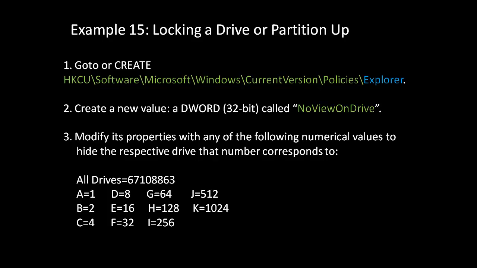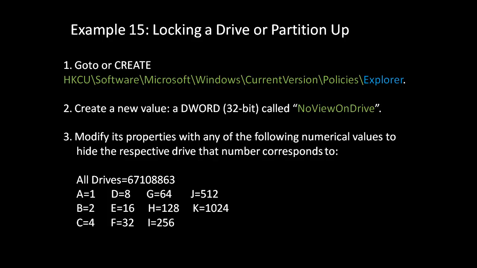In example 15, our last example, we're going to look at using the Windows Registry database to lock a drive or partition up. To do this, we're going to go to HKey Current User, Software, Microsoft, Windows, Current Version, Policies, and if we need to, create a key called Explorer. Then we're going to create a new 32-bit DWORD value called NoViewOnDrive. Then we're going to double-click it and modify it with one of the properties listed below.